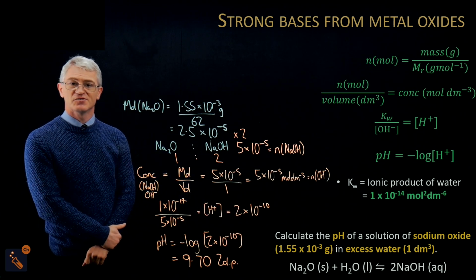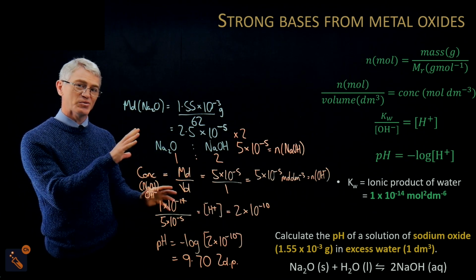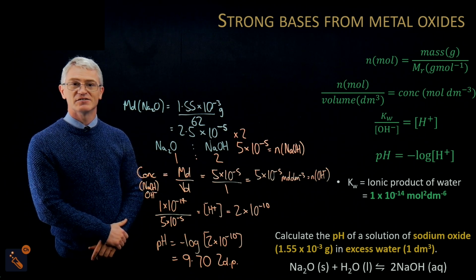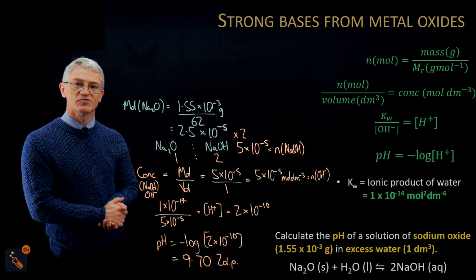That is how, from a metal oxide, you can get a pH using your knowledge that when it dissolves in water it creates sodium hydroxide. A little bit more complicated, and one you definitely need to know if you're going for the really high grades.